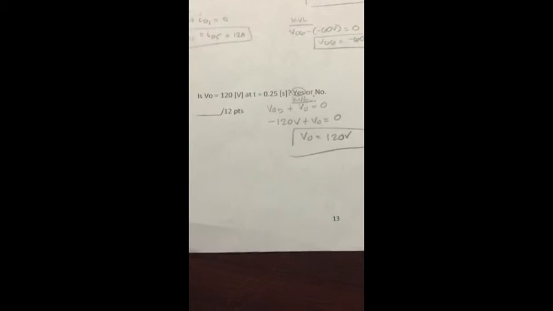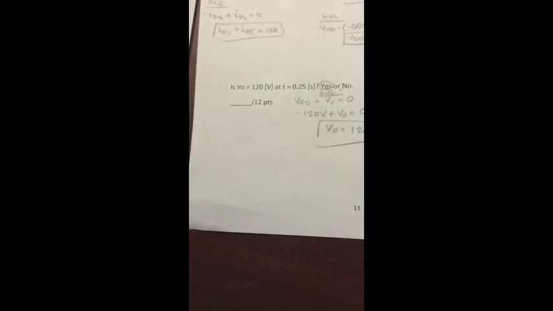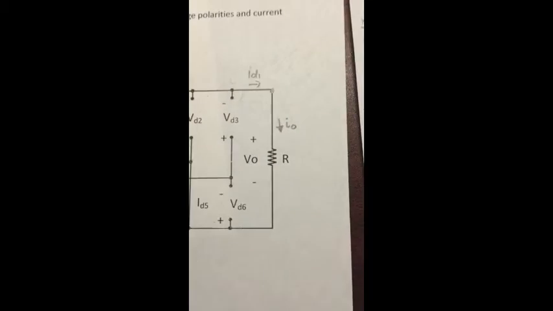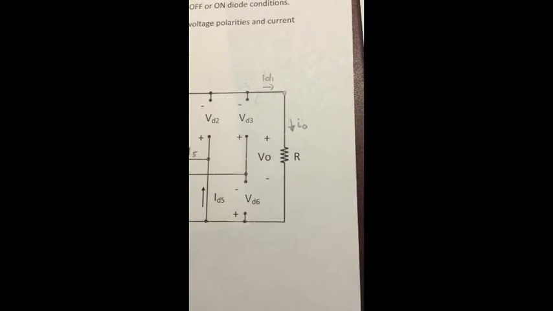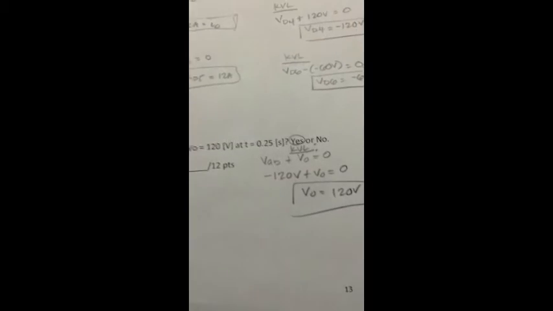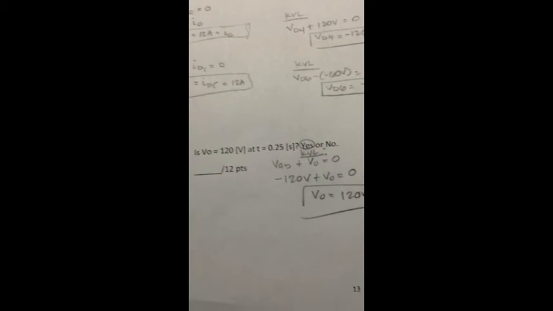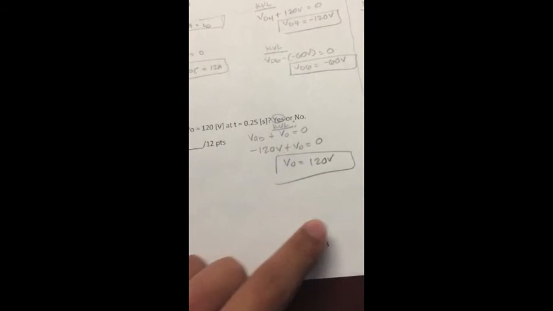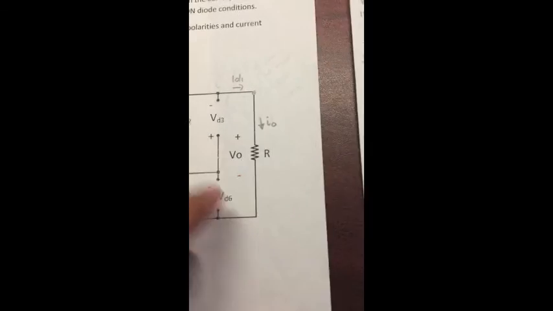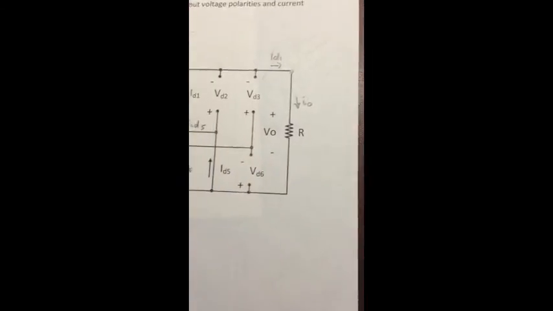Now that we have proven that the diodes are in their respective on and off conditions, we must prove that the voltage V naught is 120 volts at t equals 0.25 seconds. We will do so by using KVL. So we will do VAB plus V naught equals 0. It is negative 120 volts plus V naught equals 0. And thus, V naught is equal to 120 volts. So yes, at time equals 0.25 seconds, the voltage V naught is 120 volts.